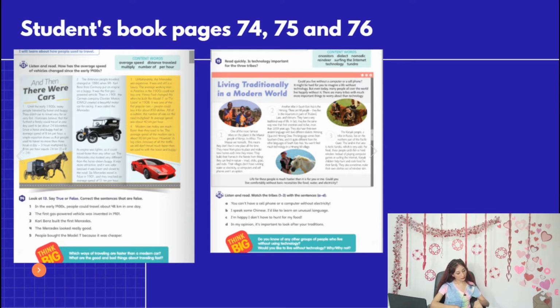Its engine was lighter, so it could travel faster than any other car. The Mercedes also looked very different from the horse-drawn buggy. It was more attractive, and it was safer because it was lower and closer to the road. 6 Mercedes raced in Nice in 1901, and they reached an average speed of 51 kilometers per hour.